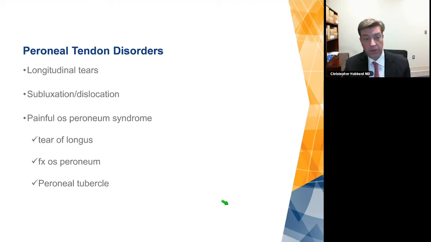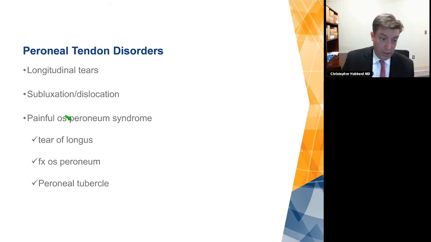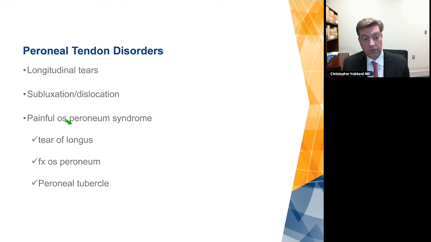So in terms of types of disorders we see, typically a longitudinal tear that can be a partial tear or through and through tear. We can see a dislocation or subluxation. This is typically when the foot comes up and out, such as a skier who lands and the tip comes up, that forces those tendons out against the retinaculum. The painful os peroneum syndrome is really a combination of a few of these things, or can be one of these things: a fracture of the os peroneum, a partial tear of the longus at the os peroneum, or some pain or enlargement of the peroneal tubercle.